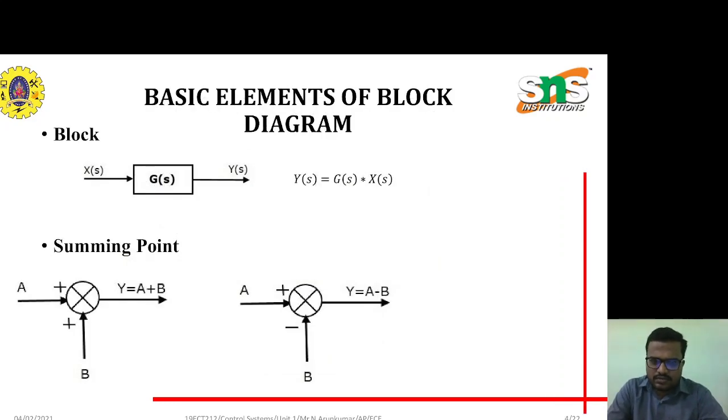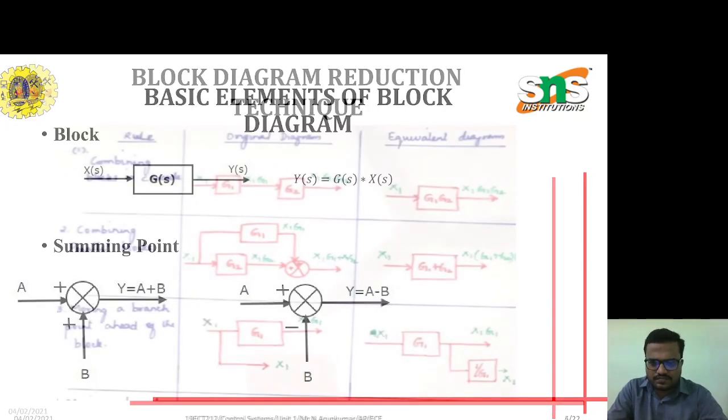These are some examples of blocks used in control systems. G of S is the block to which we give the input signal, and G of S acts as a controller. So the output will become Y of S equals X of S into G of S. For a summing point with A plus and B plus, Y equals A plus B. If A is plus and B is minus, it will be A minus B. Likewise, we are going to identify the basic elements of the block diagrams.